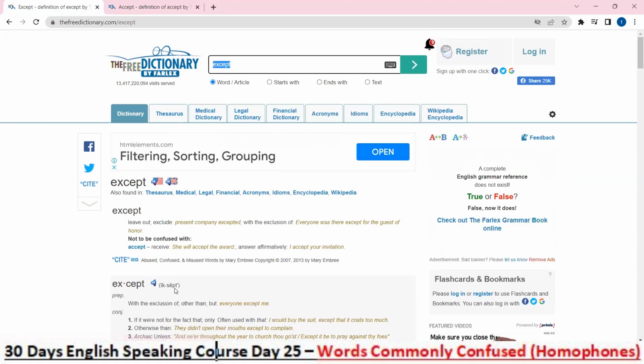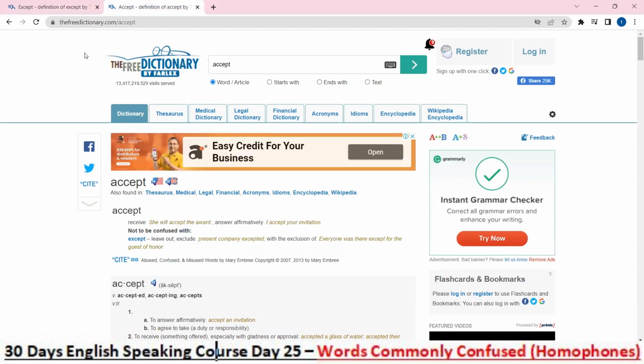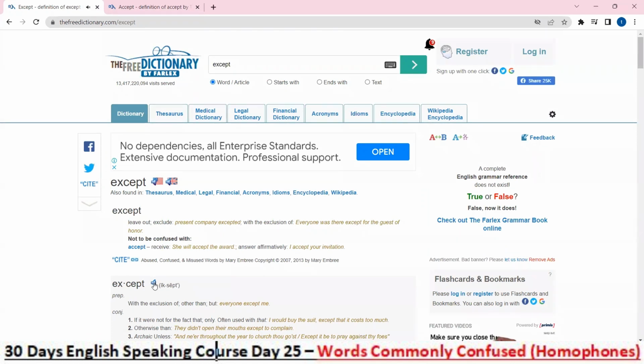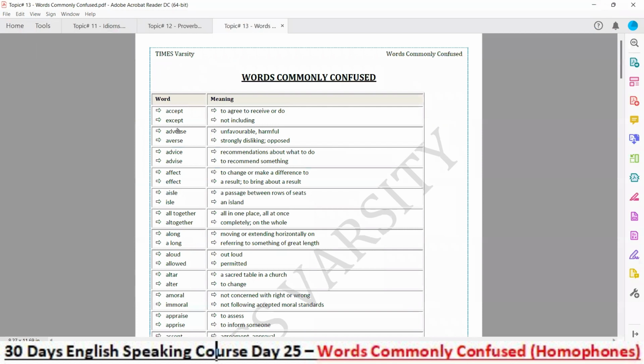That is accept. And here it is except. So except means not including. It is not included, leaving that one out. Okay. Similarly, adverse and averse. Adverse means unfavorable, harmful.